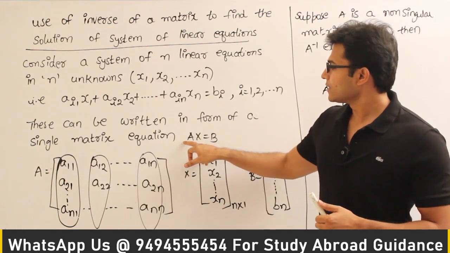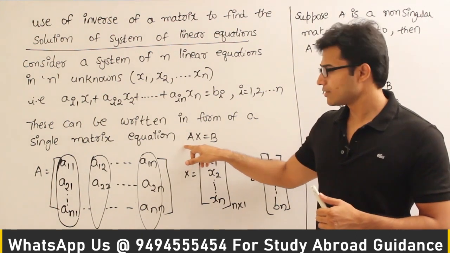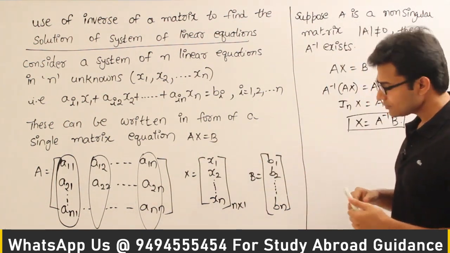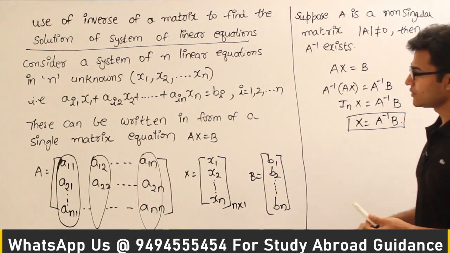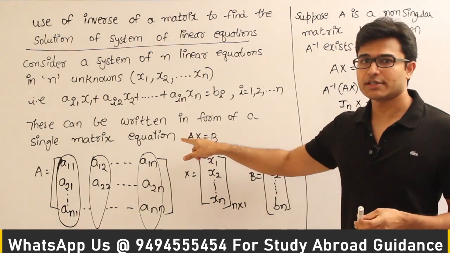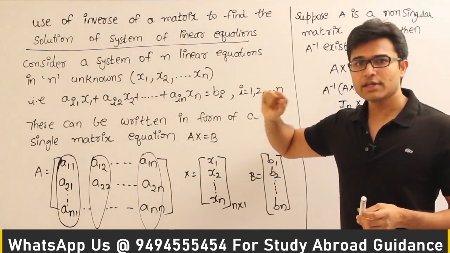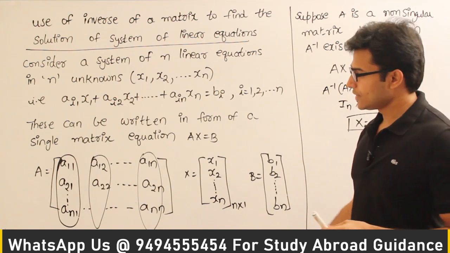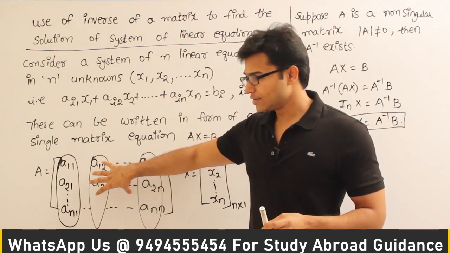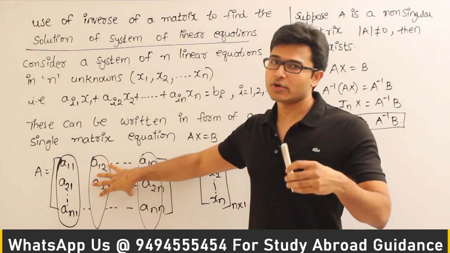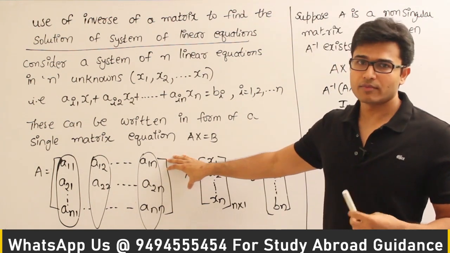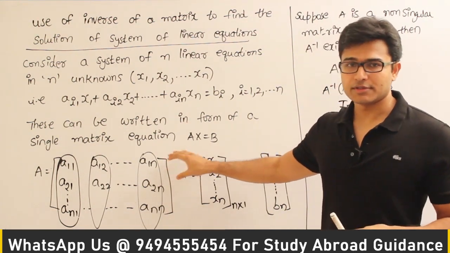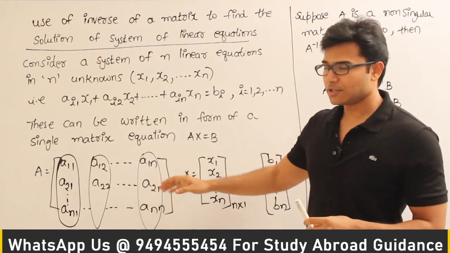So the equations can be written as the matrix equation AX = B. Now assume that A is a non-singular matrix. Non-singular means the determinant of A is not equal to 0, and therefore A inverse exists. We can apply this method only when A is non-singular. Later we shall study what happens if A is singular and what happens for matrices of other orders. We shall see them later. For now, I am going on the assumption that A is non-singular, which means A inverse exists, and under that assumption I will be solving the questions.